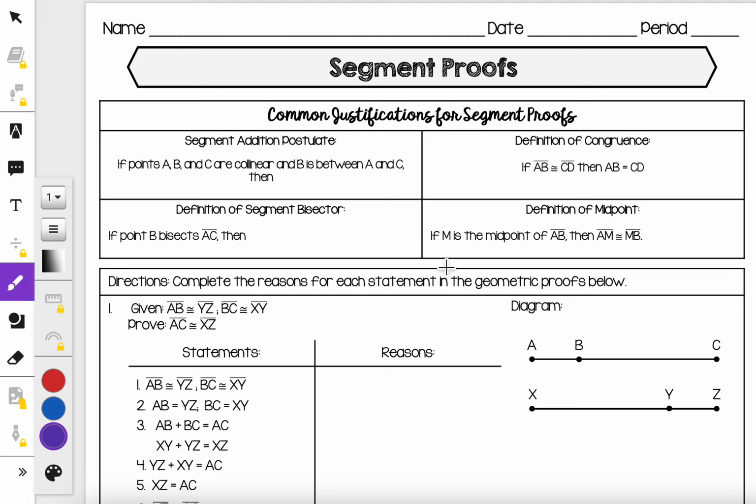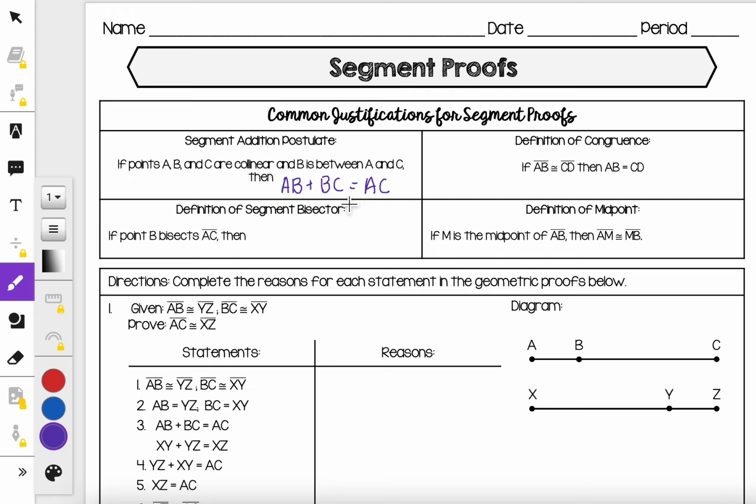So just to review, the segment addition postulate tells us that if points A, B, and C are collinear, and point B is between points A and C, then the measure of AB plus the measure of BC equals the measure of AC. Now, with our segment addition postulate, notice that we're talking about the measures of these segments. So we're in that equal sign notation, okay?